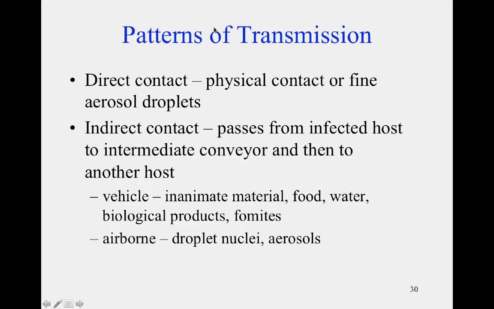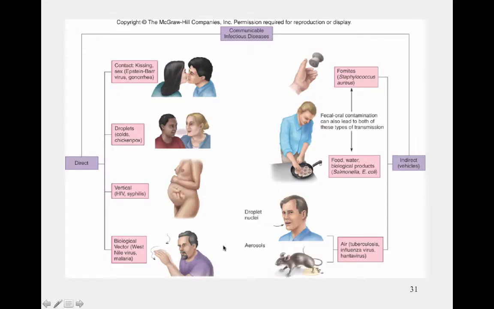So how do you contract a disease? What are the potential patterns of transmission? It could be through direct contact. So this could be through physical contact or fine aerosol, also indirect. So this could be through fomites, inanimate objects, also food, water, biological products, or in the air. So droplet, nuclei, or aerosol. So these are all the types of transmission routes, and these would both fall into communicable diseases, right?